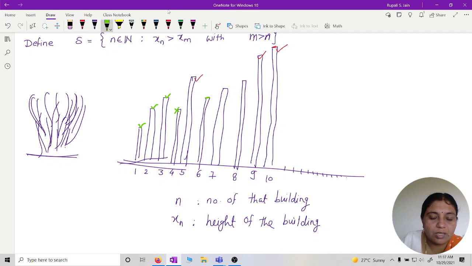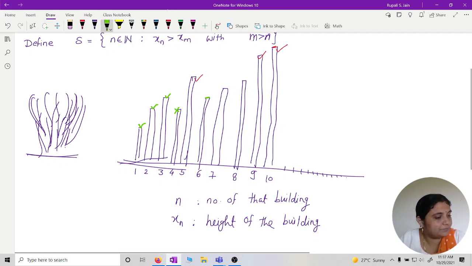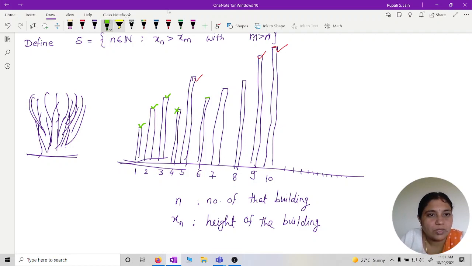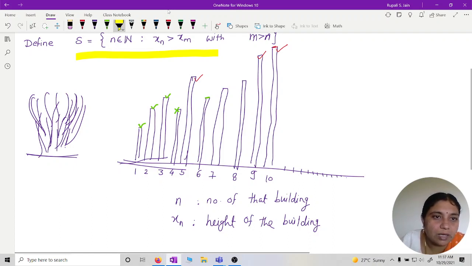So whatever set I have defined, this S: suppose I have an infinite number of buildings with different heights, and now I am constructing a set of n belonging to N such that xn is strictly greater than xm with m greater than n.